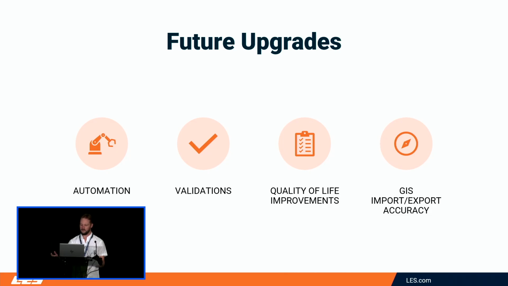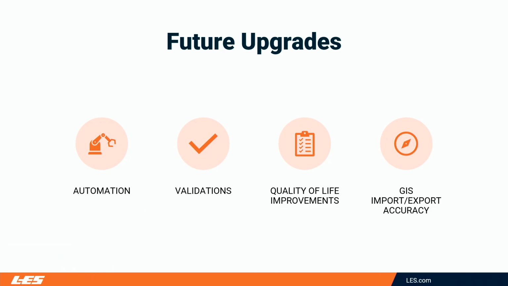And then the final upgrade we'd like to do is our GIS import and export accuracy. With the import, we still have a lot of lines or pieces of equipment that don't map quite right, so they don't get a model set. I think there's quite a bit of room for us to go in there and really refine how those imports come in, and there will be a lot less cleanup as we import these things from GIS.